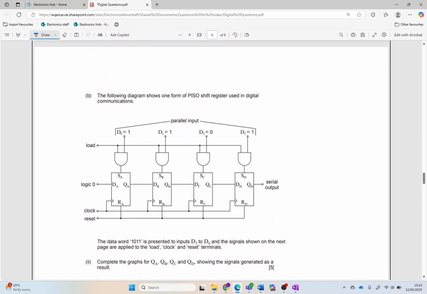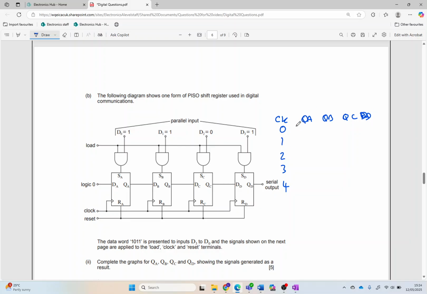If we then look at the parallel in serial out, this would be on the transmitter side, after we've got the digital to analog, the analog to digital converter. So I'll just do a table here, the same thing, because 1, 2, 3, 4 clock pulses. We've got QA, QB, QC, and QD.